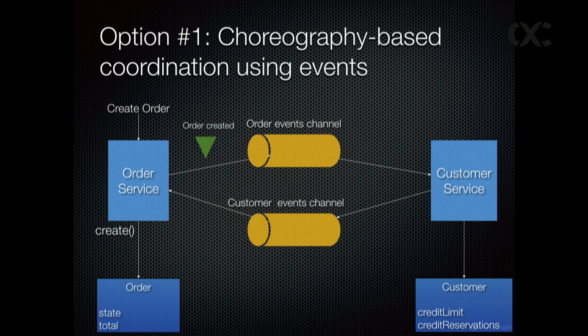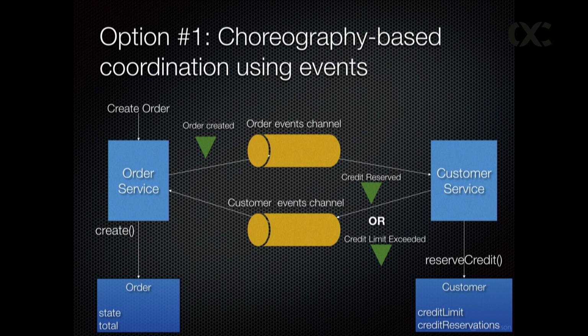The order service creates an order and publishes an order created event, which is published to a message channel. Customer service is subscribing to that message channel and will reserve credit or attempt to reserve credit. It will then publish an event indicating the outcome of that credit reservation. Either credit was reserved or the credit limit was exceeded.